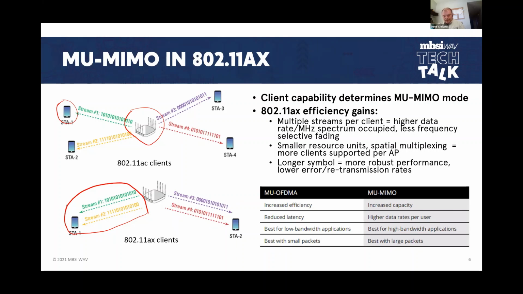Station 1 here in an AX environment might be watching the same movie, but it's taking only half the time on the air because I've now got multiple streams coming to that device. So my access point is free in this other time to go service other Wi-Fi clients. This is an order of magnitude increase in efficiency compared to what 802.11ac, for example, can supply in the same amount of time on the same channel width.